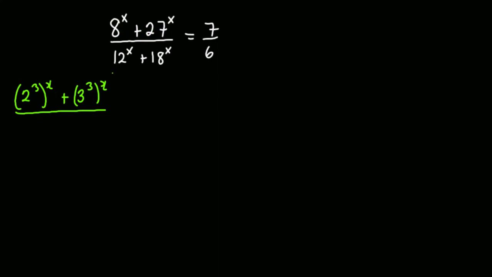So this whole thing is divided by, once I have broken down the numerators to have bases of 2 and 3, I'm going to do the same thing to the bases of the denominators. So 12 is the same as 2^2, which is 4, times 3, all this to the power x, plus 18 is the same as 2 times 9, and 9 is the same as 3^2, so once again all this to the power x.